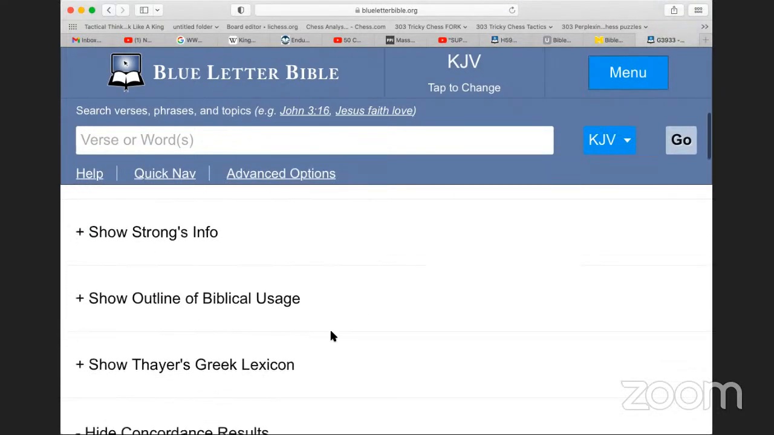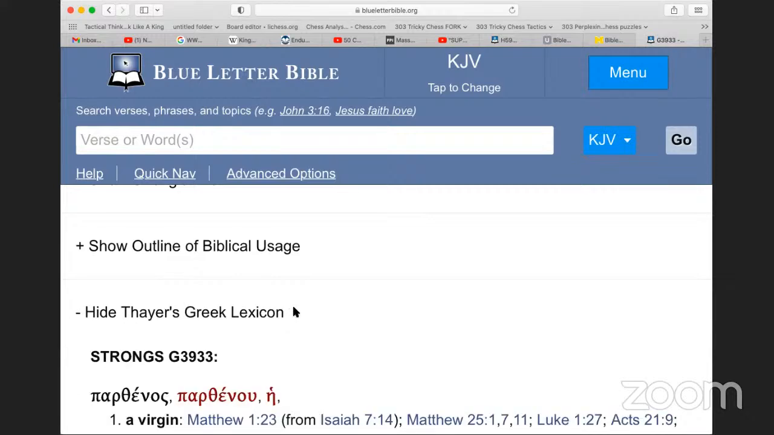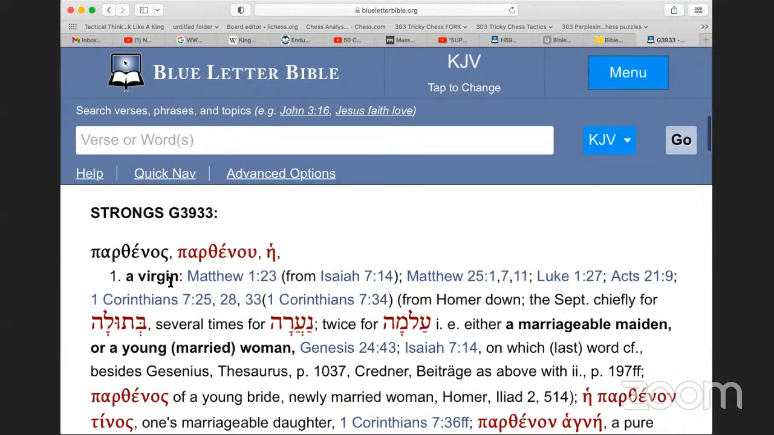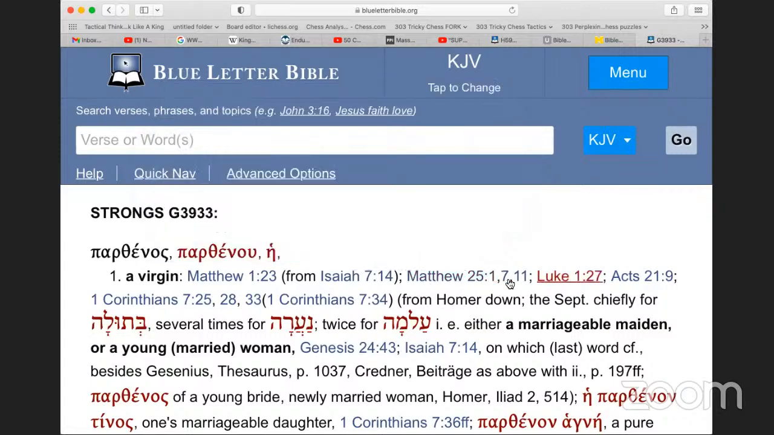So for a quick definition, you go here. But that's not what you use in a debate. You go here, and this just outlines uses in the Bible, how it was used in different chapters and contexts. Here is what you want to use: you want to yield to Thayer's Greek lexicon for authority. So it says a virgin. It says from Isaiah 7:14, Matthew 25. So these ten virgins are actually women without sex. This is Mary without sex.